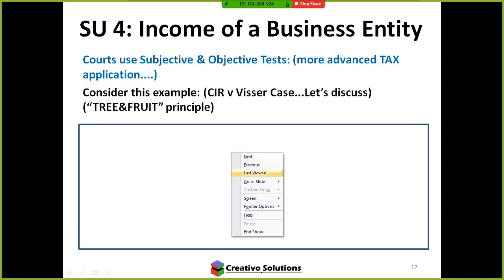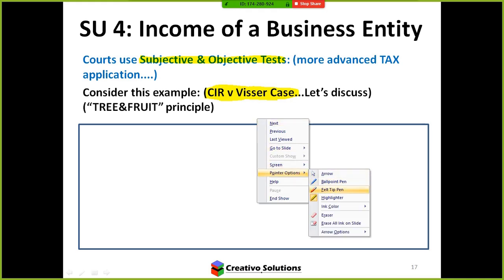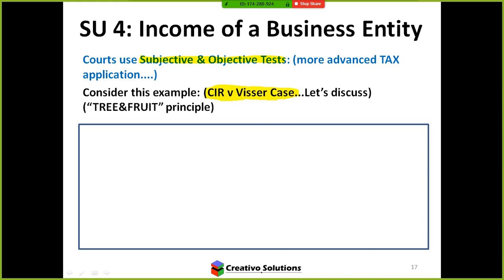Okay, there's one that's very important, and this one always comes up. This one I've seen more often than the others, and that's why I've given you a little note here. Courts use subjective and objective tests. Remember these are cases. If I'm looking at a case, I'm focusing specifically on the law of precedent.